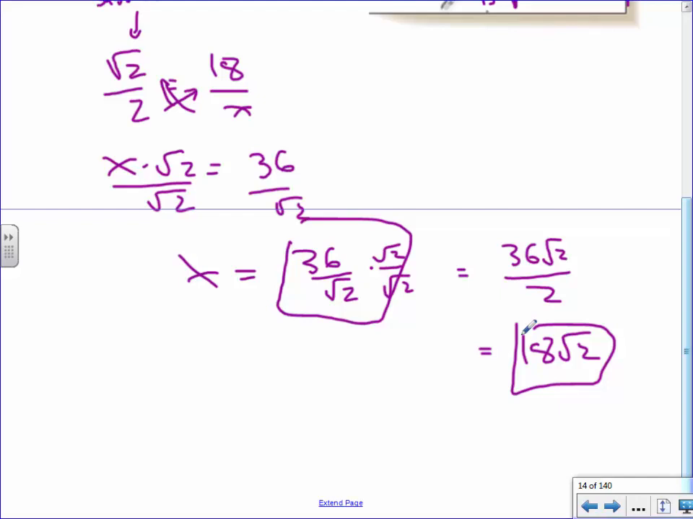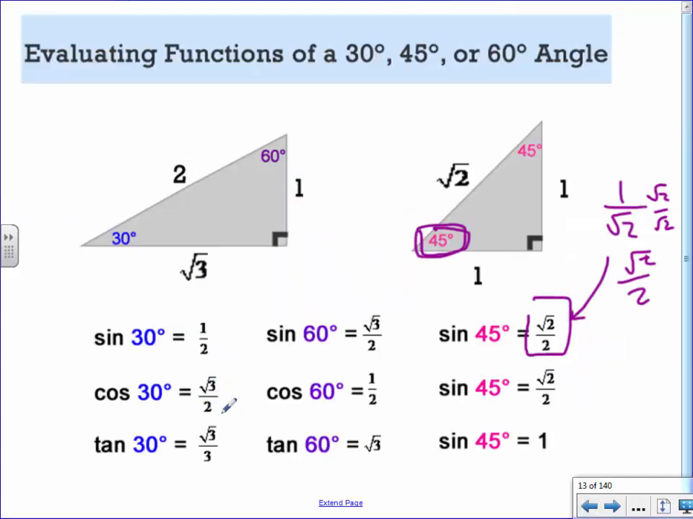In place of writing sine 45 or cosine 30 or tan 60, we're going to substitute in its place a ratio. And that ratio is going to have one of these three things to it. It's either going to be like root 3 over 2 or root 2 over 2 or 1 half, and we're going to replace it. And that gives us an exact value. Does that make sense to anybody that was new to this?